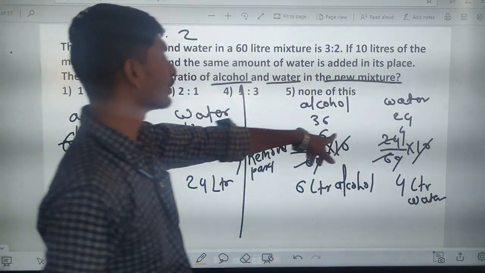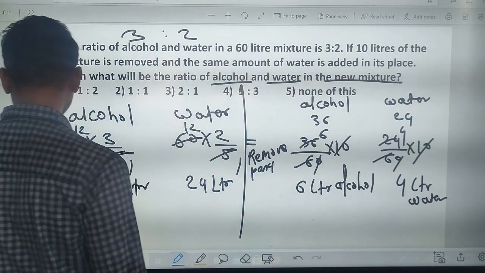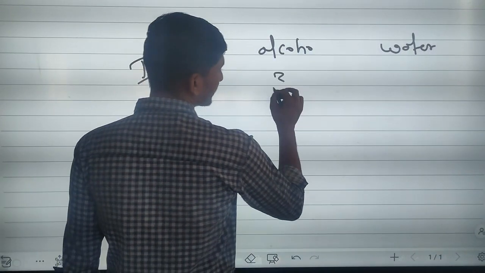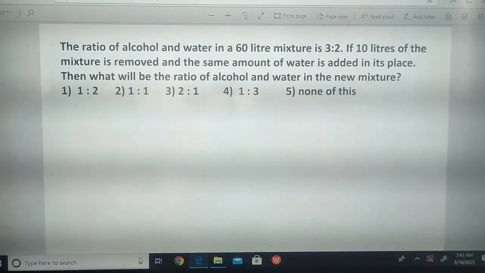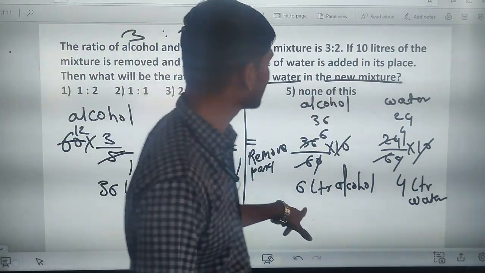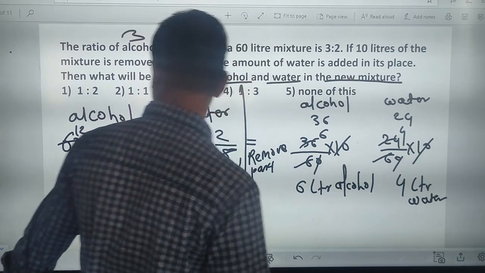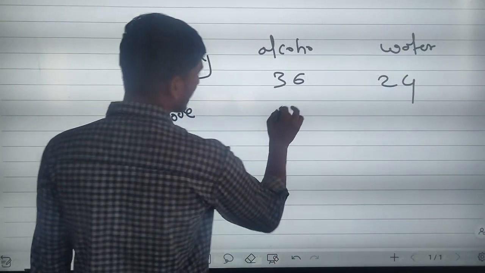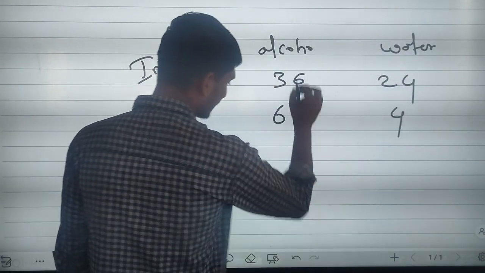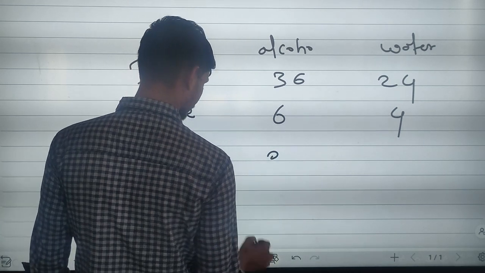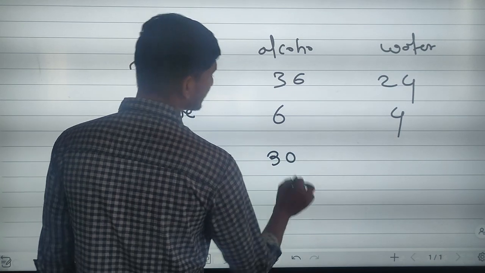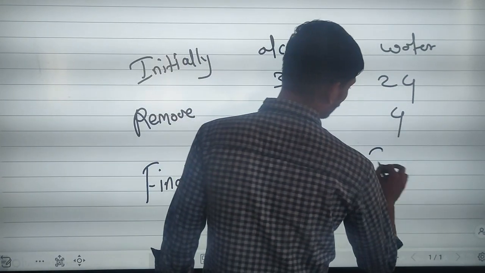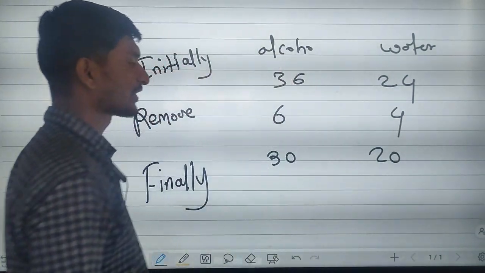Here initially alcohol and water are 36 and 24 liters. Then we remove 6 liters of alcohol and 4 liters of water. Then here remain 30 liters of alcohol and 20 liters of water.